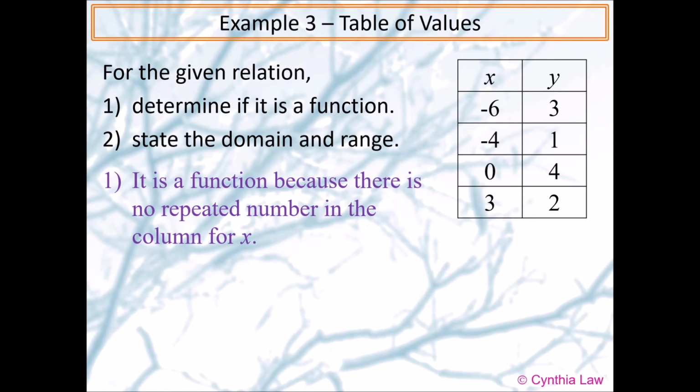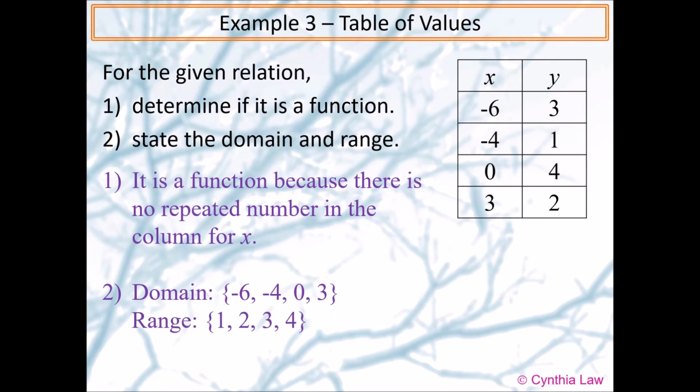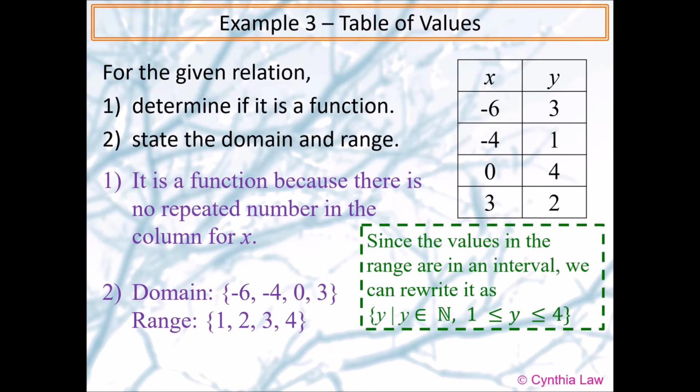Next, for the domain, we have -6, -4, 0, and 3. For the range, we have to list them in ascending order, so it's 1, 2, 3, and 4. Please do not write 3, 1, 4, 2. That's the wrong order. Since the values in the range are in an interval, we can rewrite the range as y belongs to the set of natural numbers and y is between 1 and 4 inclusive.